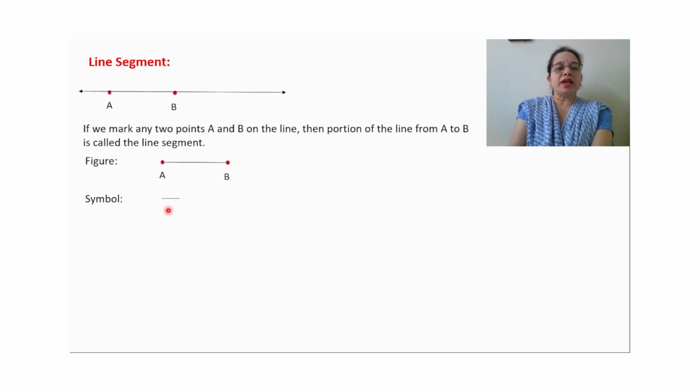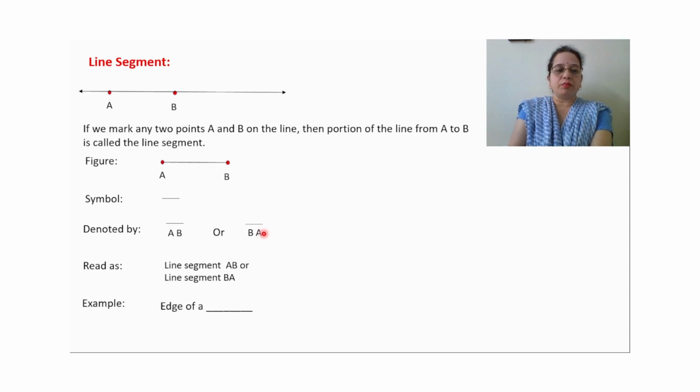The symbol for line segment is just a bar. How do we denote this? AB with bar or BA with bar? Since both the points are the end points, we write AB or BA, meaning is same, because the length of the line segment is fixed. How do we read this? The symbol is for line segment AB, or we can say line segment BA. This is the way we read the line segment.